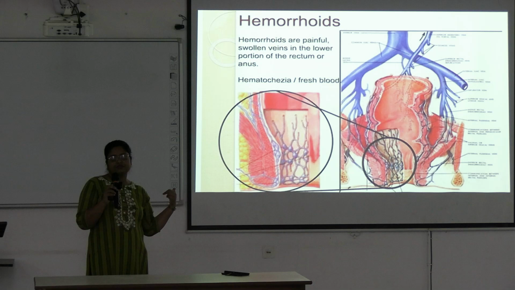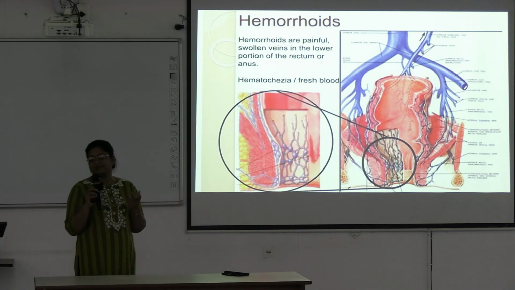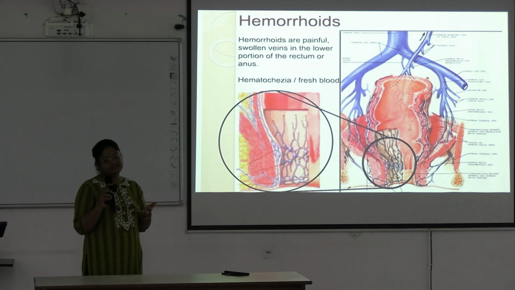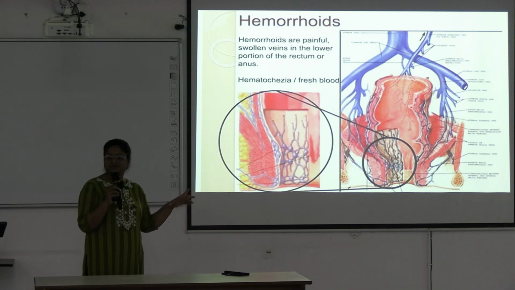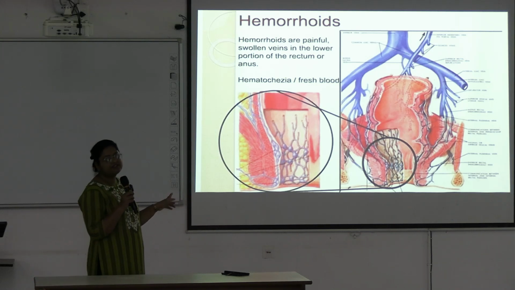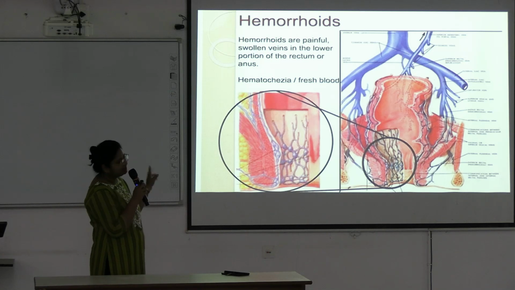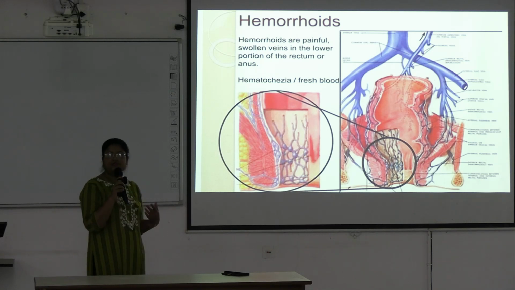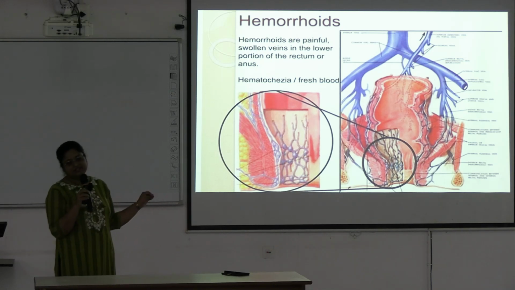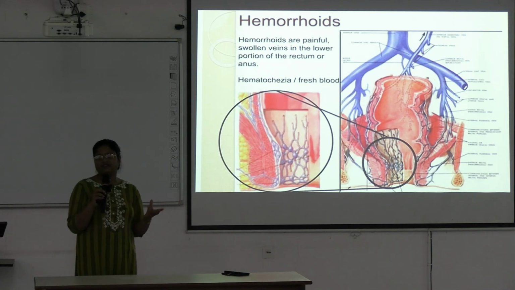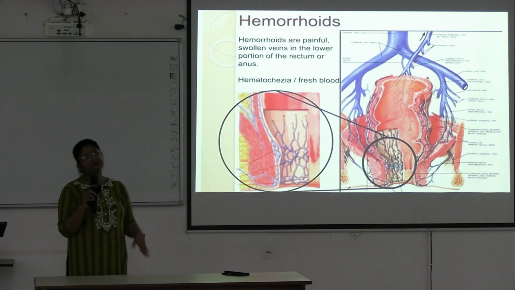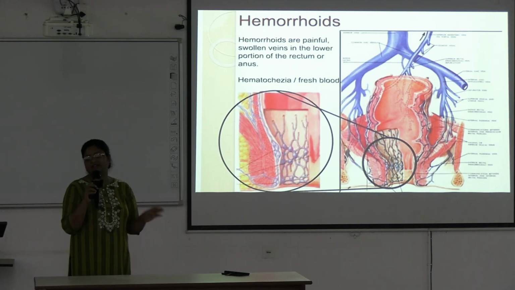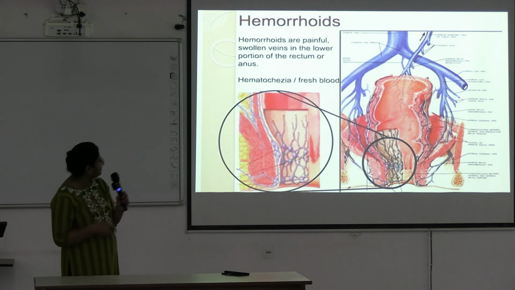In esophageal varices, fresh blood comes out through the mouth, hematemesis. Here there will be hematochezia. These terms are used in clinics, so you have to remember these terms. Hematochezia means fresh blood through the stool. And in gastric ulcer and esophageal varices, there will be digested blood through the stool. Black tarry stool, melena. Next.